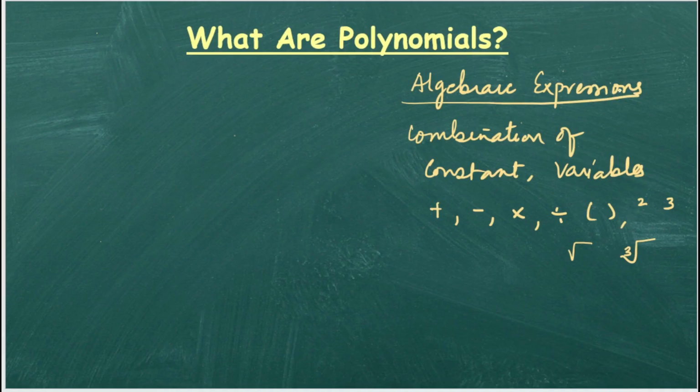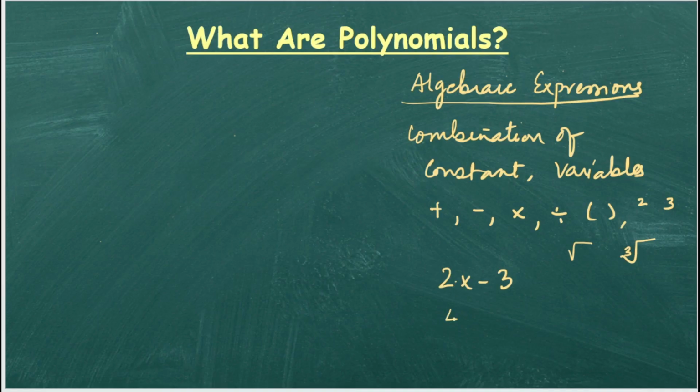expressions. For example, if I write 2x minus 3, it's an algebraic expression because it's the combination of the constants 2 and 3, the variable x, and the mathematical operators of minus and multiply over here. 2 and x are being basically multiplied. Okay. In algebra, the multiplication sign is invisible.